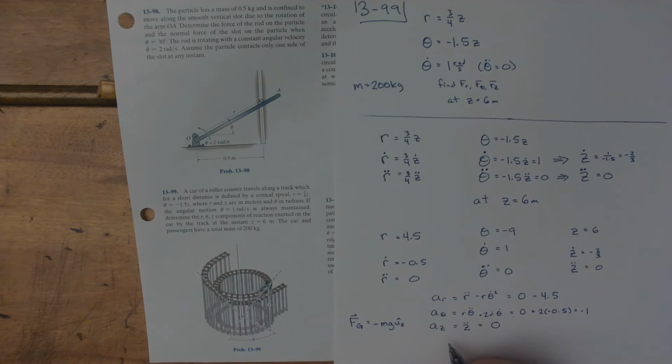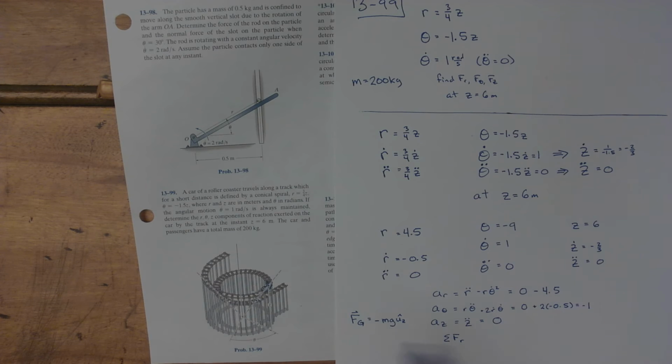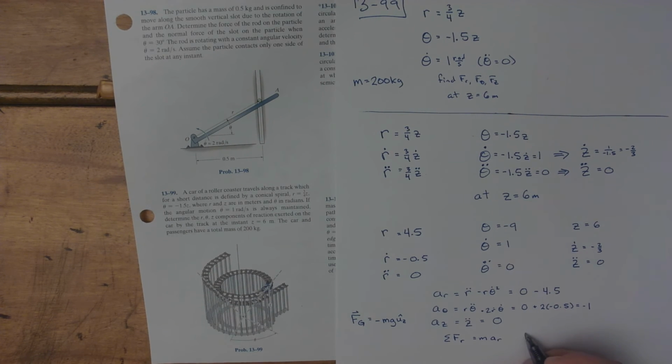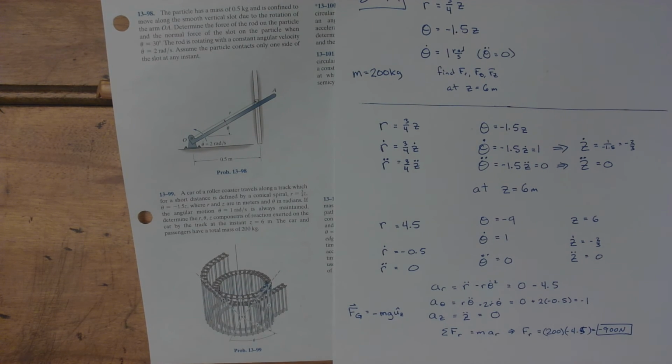So when I sum up the forces in the radial direction, I don't have to worry about the force of gravity. So this is the mass times the acceleration in the radial direction. So the radial component of the force that the track exerts on the car would just be the mass of the roller coaster cart times negative 4.5, which gives me negative 900 newtons, and the negative sign means it's pointing in the negative r direction.